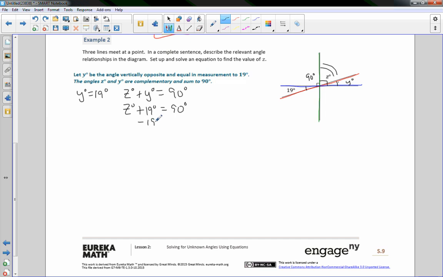And I'm going to subtract 19 degrees from both sides to get C by itself. And these cancel, and I get C equals 90 minus 19, which is 71 degrees.